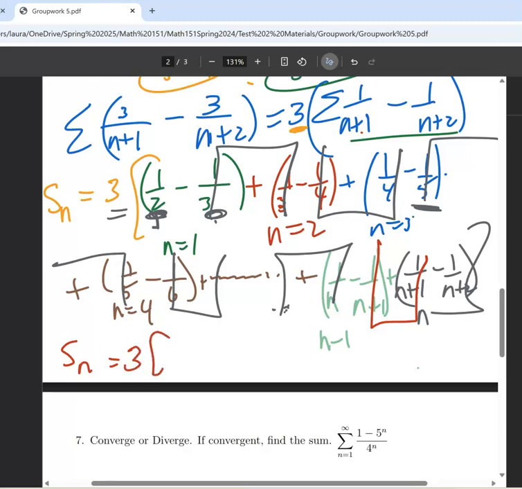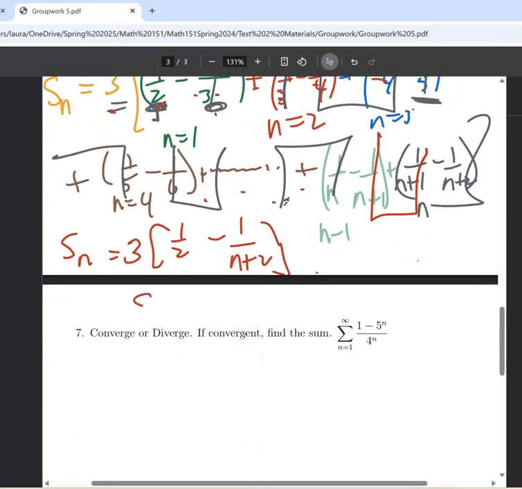So I've got this 3 on the outside. I've got the number 1/2. Everything cancels except this negative 1 over n plus 2. So that's my nth partial sum. So the infinite sum is the limit as n goes to infinity of the S sub n. That's 3/2.